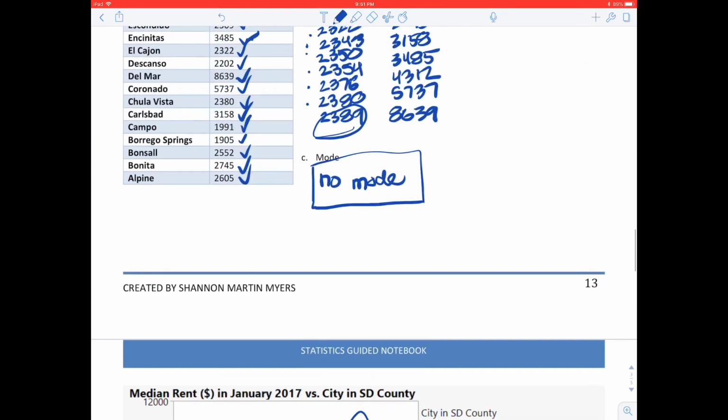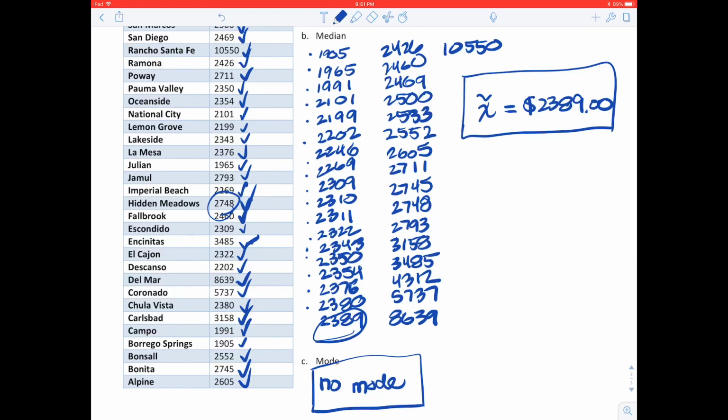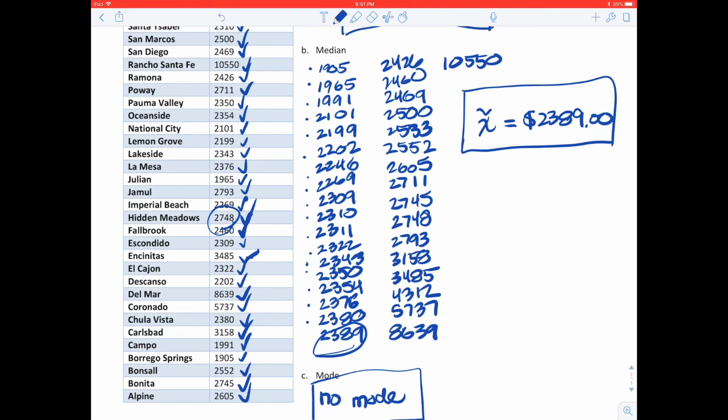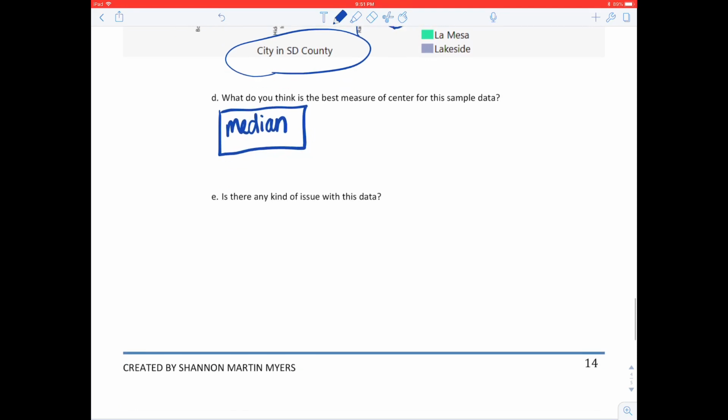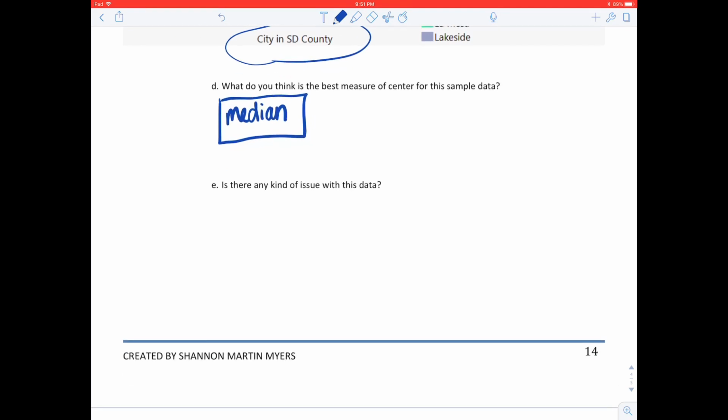Whereas ordering the data and finding the center, I mean, look at the numbers around it. 2380 was before the 2389, which was our median. 2426, 2460. I mean, look at all the numbers that are similar that fall before and after. So I definitely think that the median is going to be the best measure here.